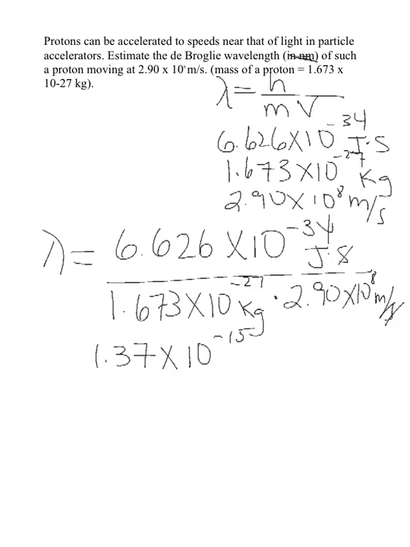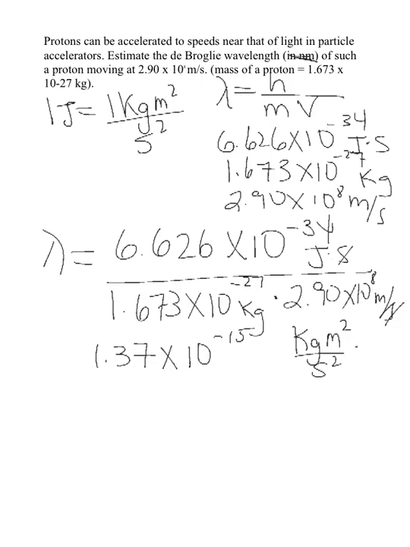Well, the thing that's important to remember is what a joule is. 1 joule is equal to 1 kilogram meter squared per second squared. So if we were to break these units out, we would have kilogram meter squared per second squared times seconds, right? That's this piece here, divided by kilograms times meters per second.